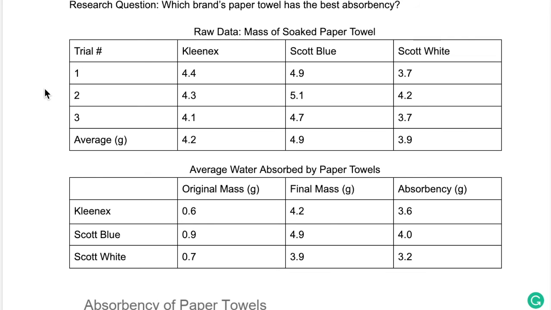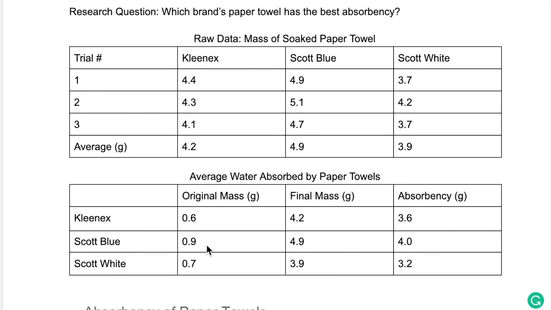As we said, we're looking at how much water was absorbed or soaked by the paper towel, and you find this through the change in mass. Before the experiment, you would have measured the original or initial mass of the paper towels. In this case, it was 0.6, 0.9, and 0.7 for each of the paper towels, again in grams. You put the final mass in the next column. The final masses are the average values calculated in the previous table.